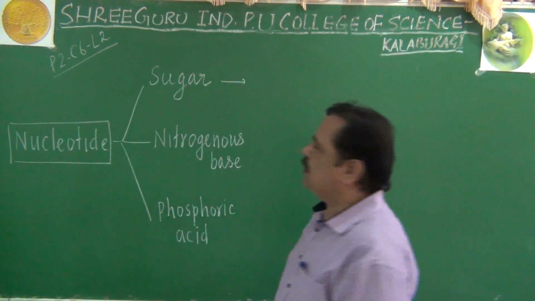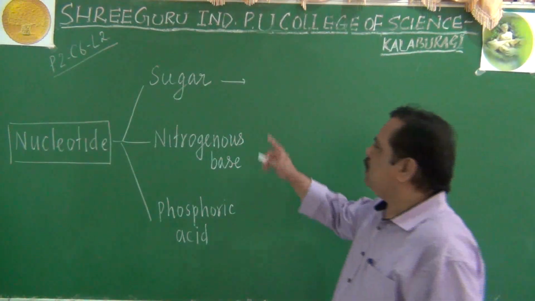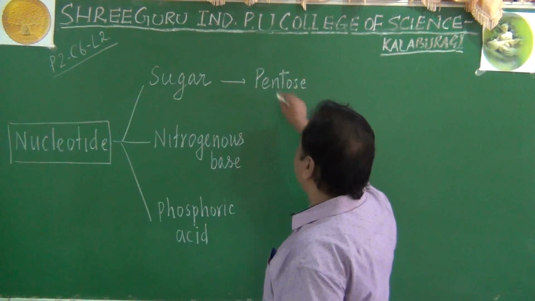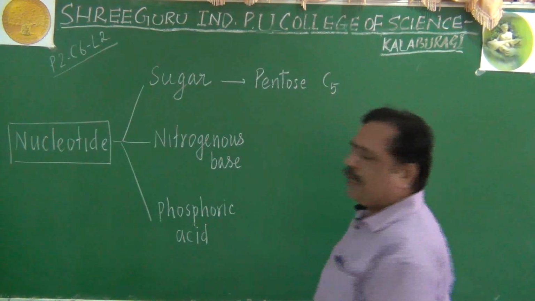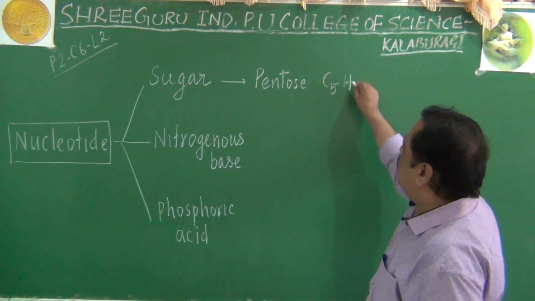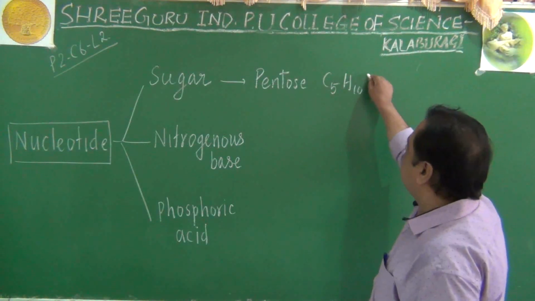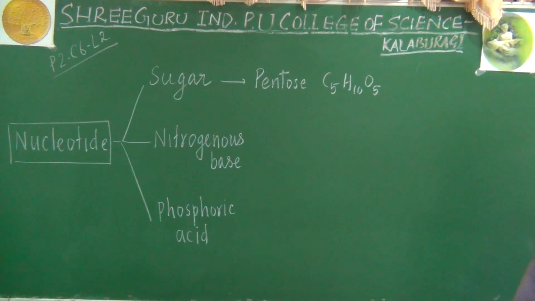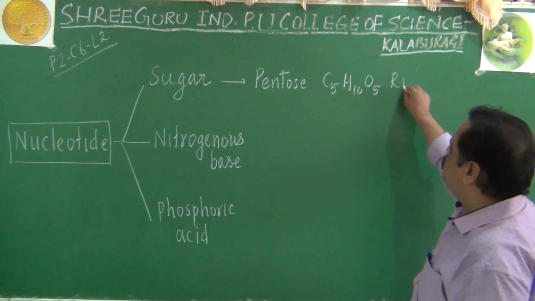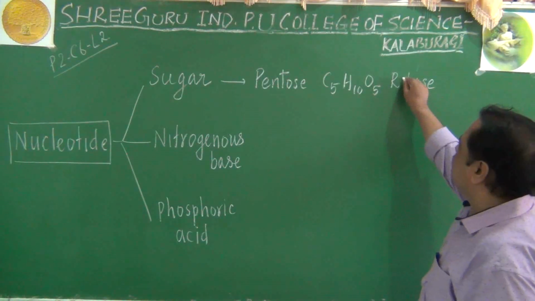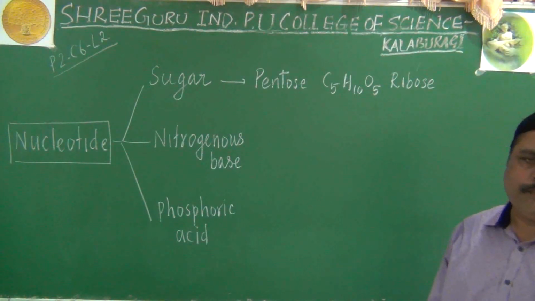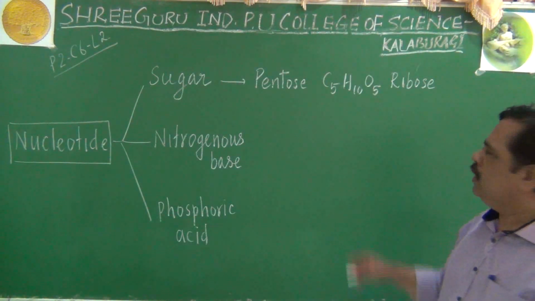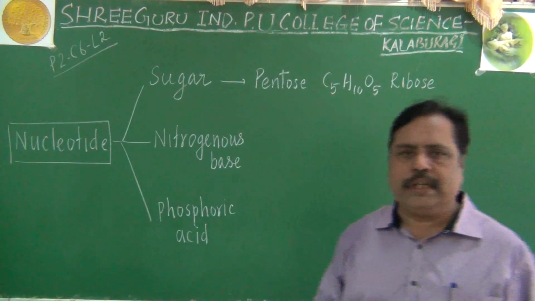As far as the sugar is concerned, we have seen that it is a pentose sugar. This pentose sugar contains 5 carbon atoms, 10 hydrogen atoms, and 5 oxygen atoms, C5H10O5. That is called ribose sugar chemically. It is considered as ribose sugar, remember. Same ribose sugar will become deoxyribose sugar when it loses 1 oxygen atom.